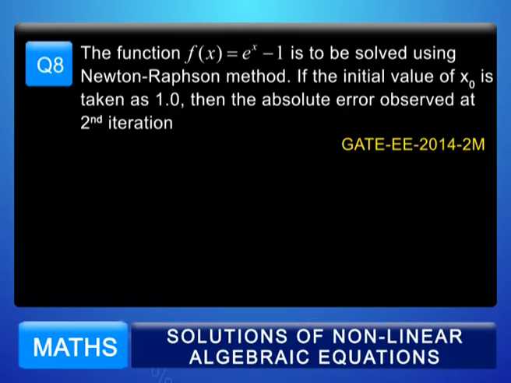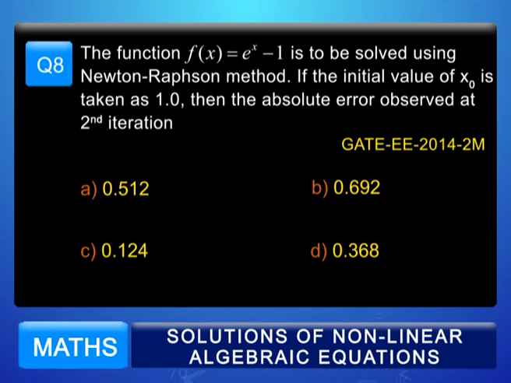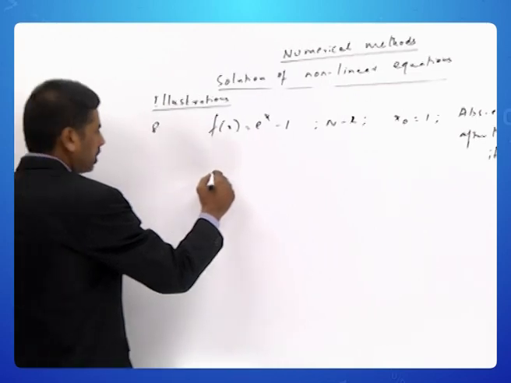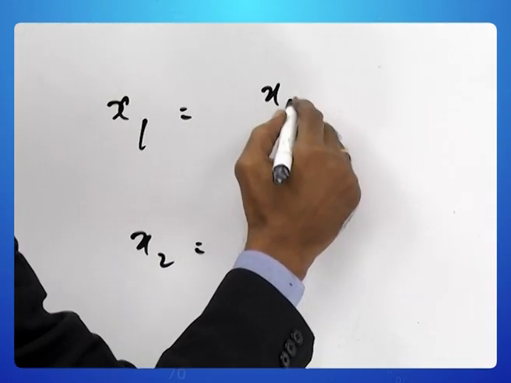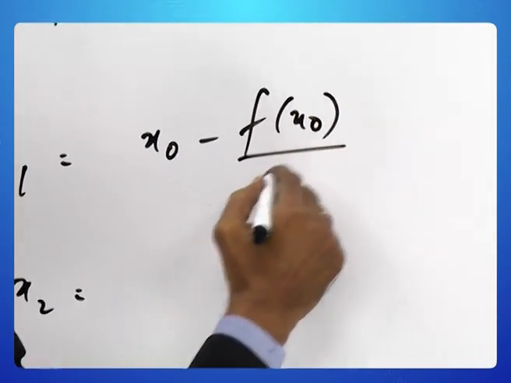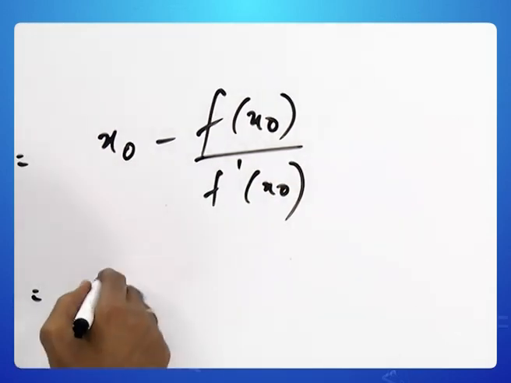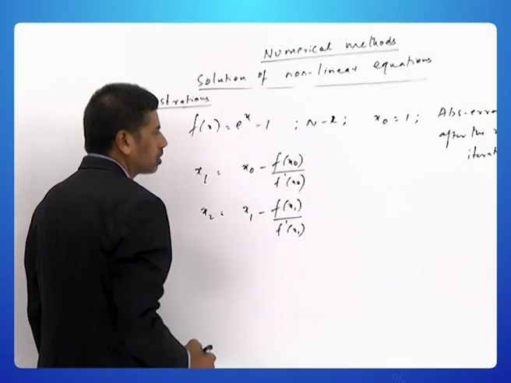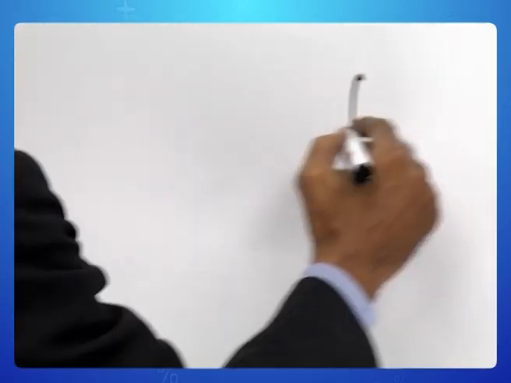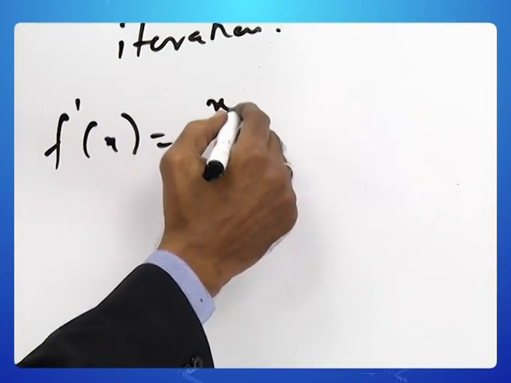Question number 8. The function f(x) equal to e^x minus 1 is to be solved using Newton-Raphson method. If the initial value x0 is taken as 1, then the absolute error observed at the second iteration is. There are 4 options. Let us see which one is correct. We have to perform 2 iterations, x1 and x2. This is x0 minus f(x0) by f'(x0). This is x1 minus f(x1) by f'(x1). So f'(x) for this problem is simply e^x.